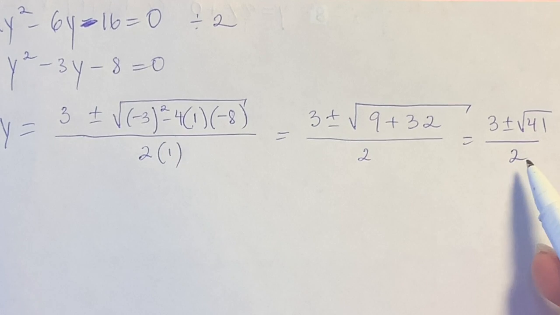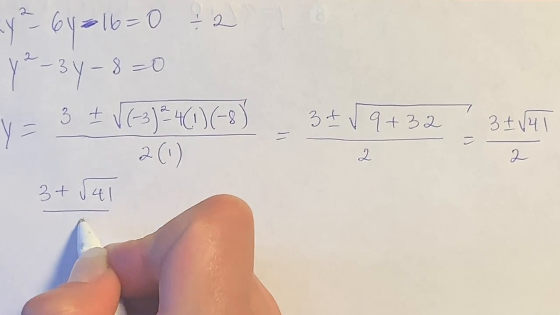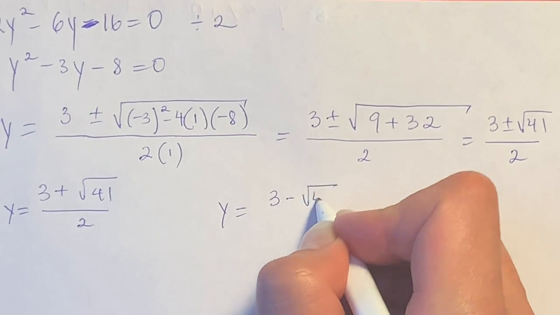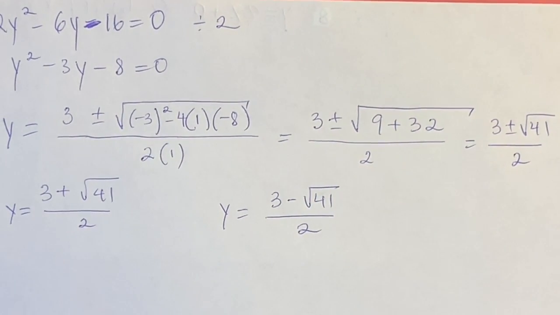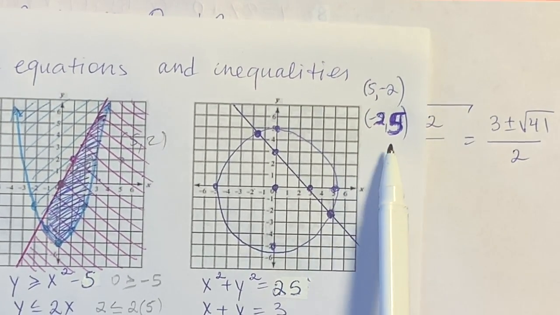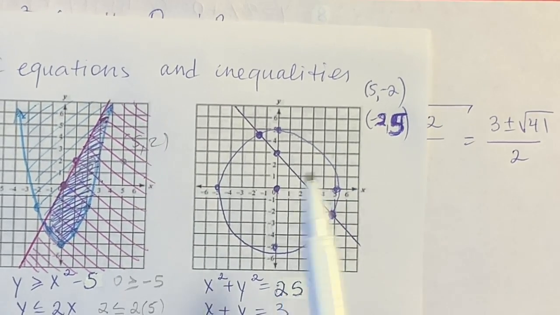So the two answers that we got for our y are 3 plus square root of 41 over 2. That's the first y. And y is also 3 minus the square root of 41 over 2. These are the two solutions. Now remember, this is the same system that we graphed before. Remember, when I solved this graphically, I got 5, -2 as my solutions and -5, but that was very approximate.